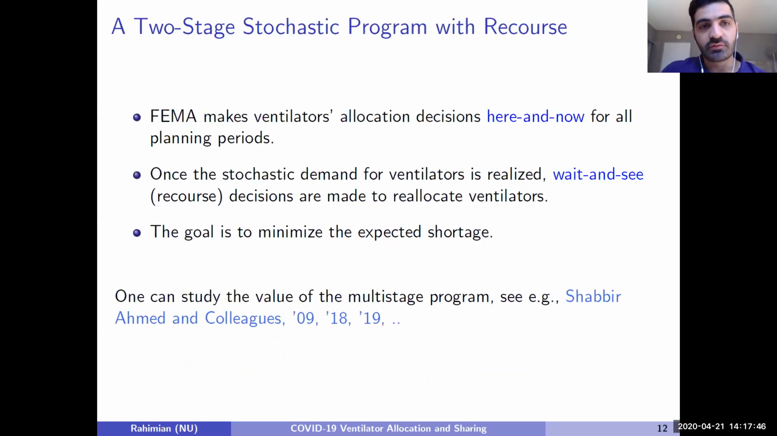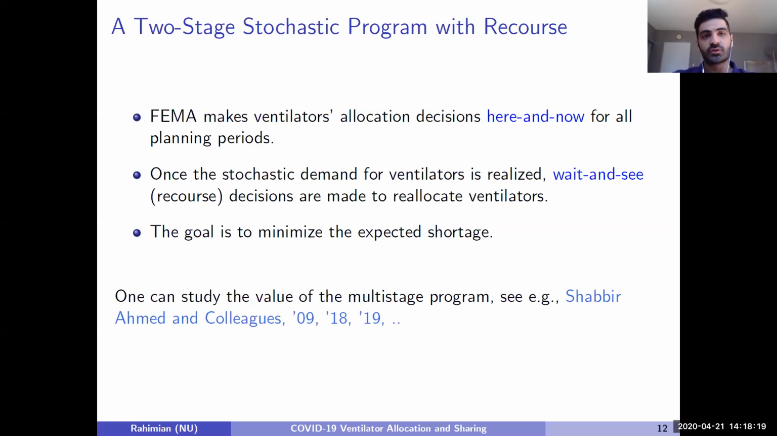Instead, we decided to model this problem with a two-stage stochastic program with recourse as an approximation to that multi-stage model. FEMA, the federal agency, is going to make allocation decisions in the first stage, here and now, before knowing what's going to happen in the future. Once the stochastic demand is realized, recourse decisions are made to reallocate ventilators and share ventilators with other states. Our goal is to minimize the expected shortage.